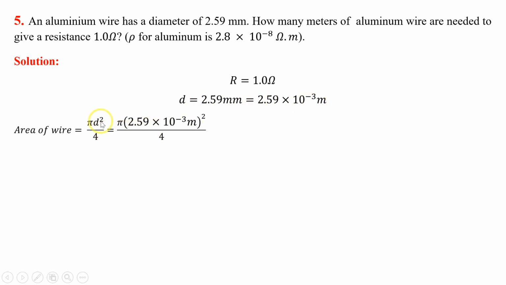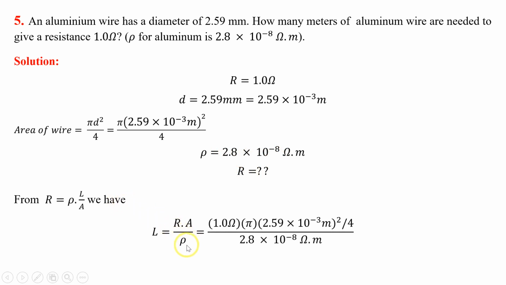Area of the wire is pi r square, where r is diameter over 2. Putting the values in the equation, we can find the area of the wire. Resistivity is 2.8 into 10 raised to the power minus 8 ohm meter, and resistance is 1 ohm. Putting the values in and arranging the equation for the length of the wire, the length comes out to be 0.19 kilometer.